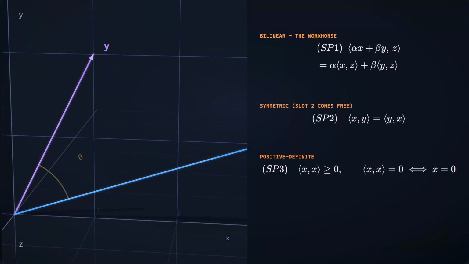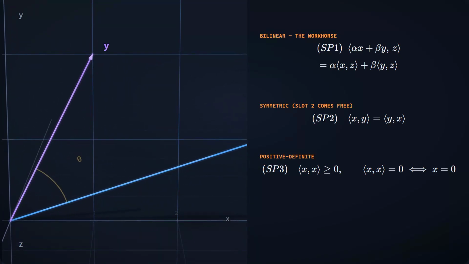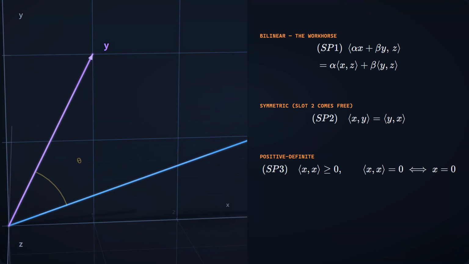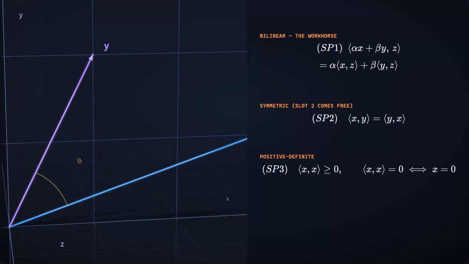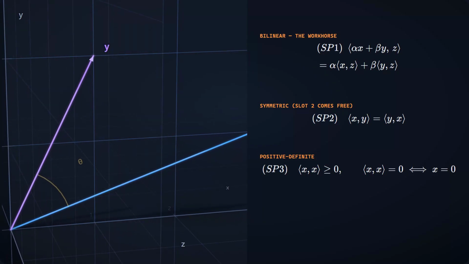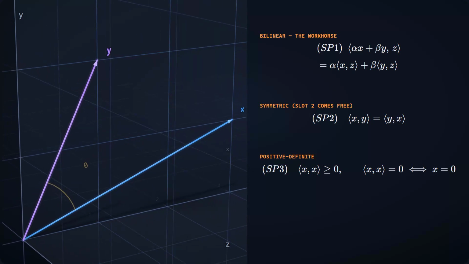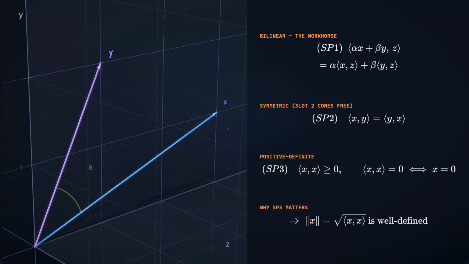It is. And here's its precise job. It's what makes the square root in the norm legal. The product of x with itself is at least zero, so its root is real, and it vanishes only for the zero vector, so only the origin has length 0. Bilinear, symmetric, positive definite. Every scalar product you'll ever meet is just those three demands wearing a costume.